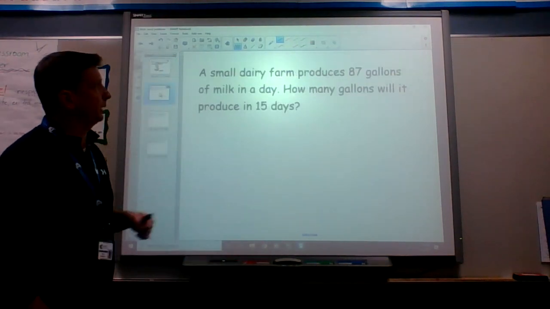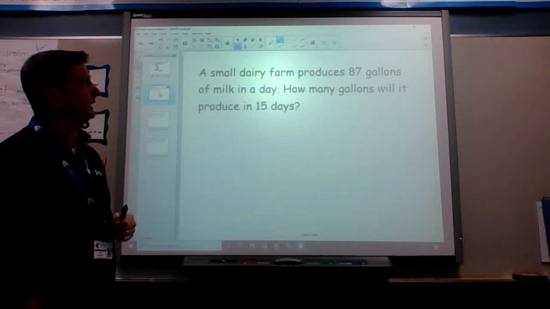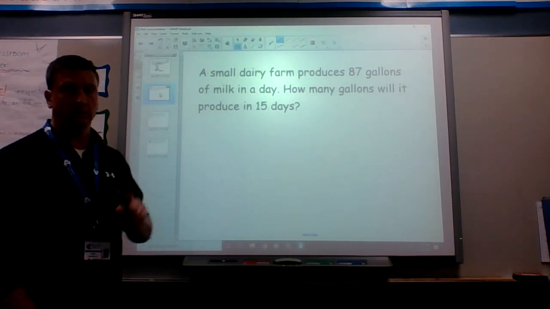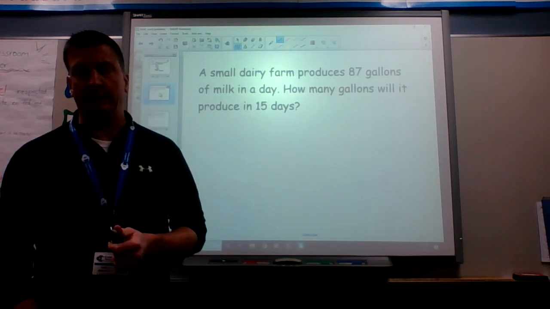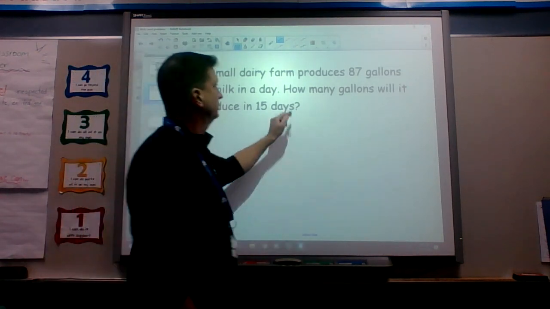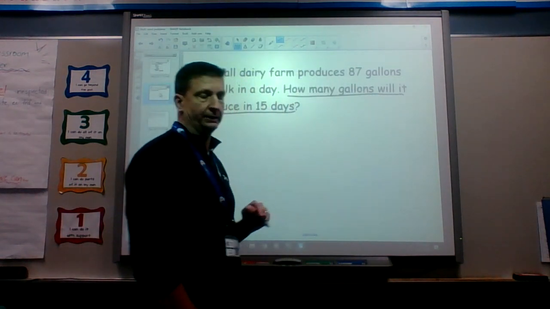Let's take a look at the next problem we have here. A small dairy farm produces 87 gallons of milk per day. How many gallons will it produce in 15 days? So they want to know how many gallons is going to produce in 15 days.